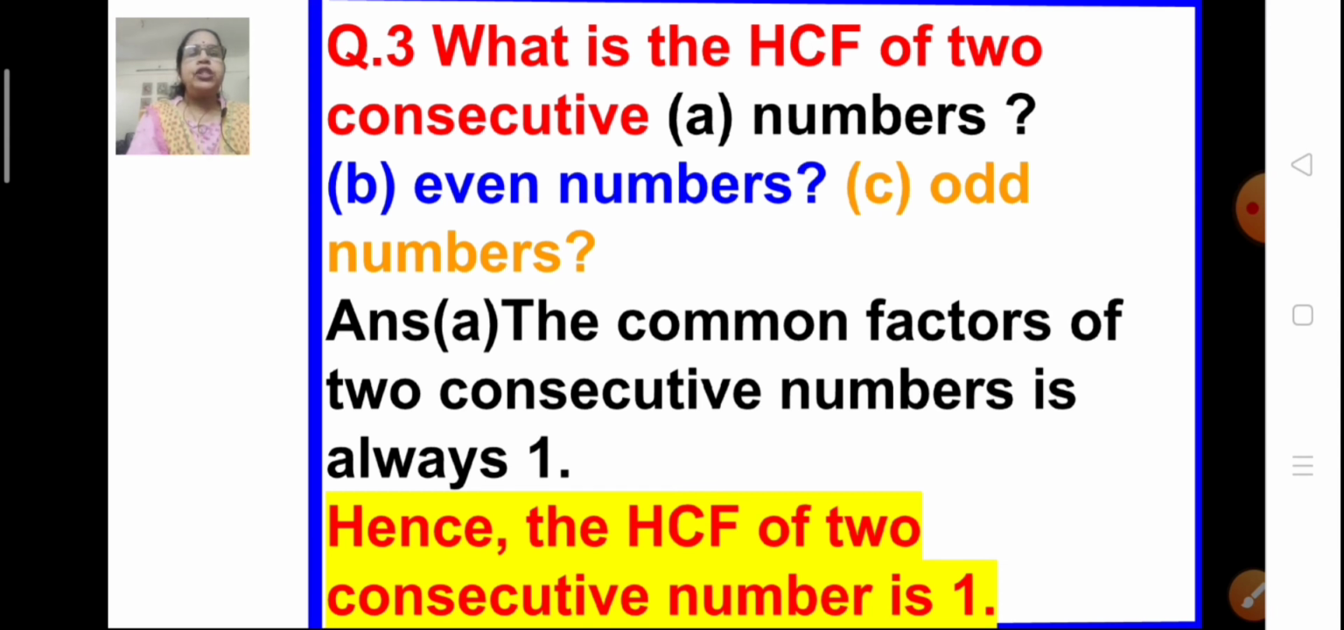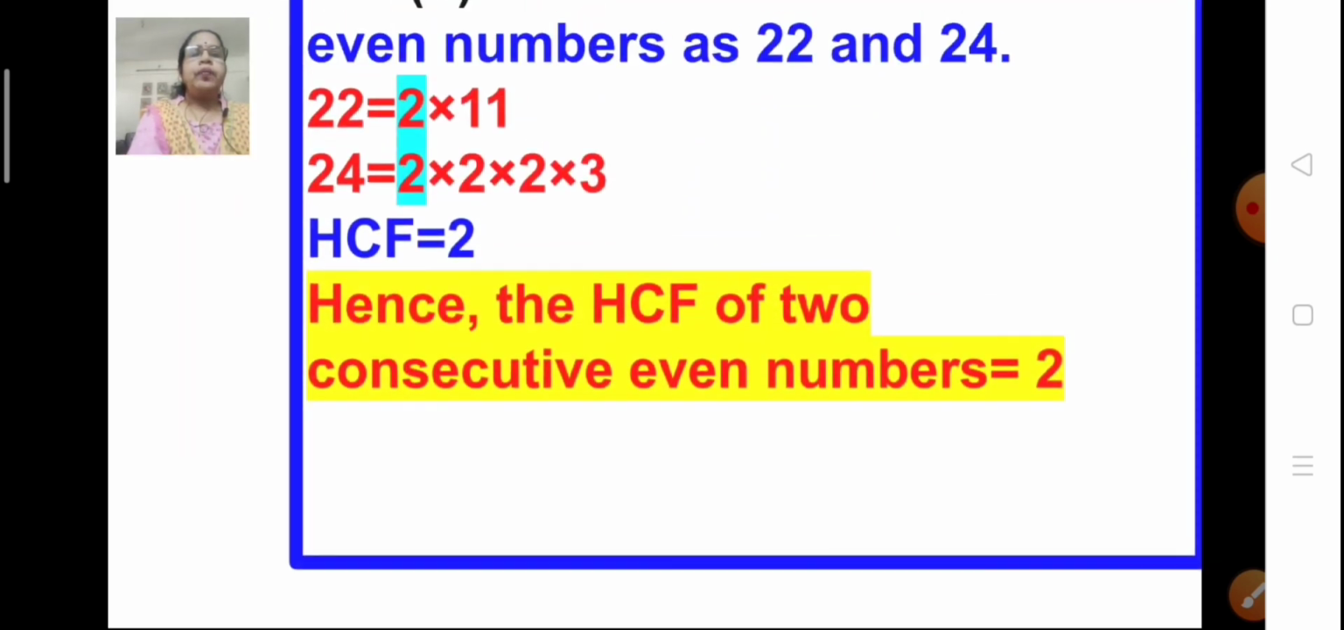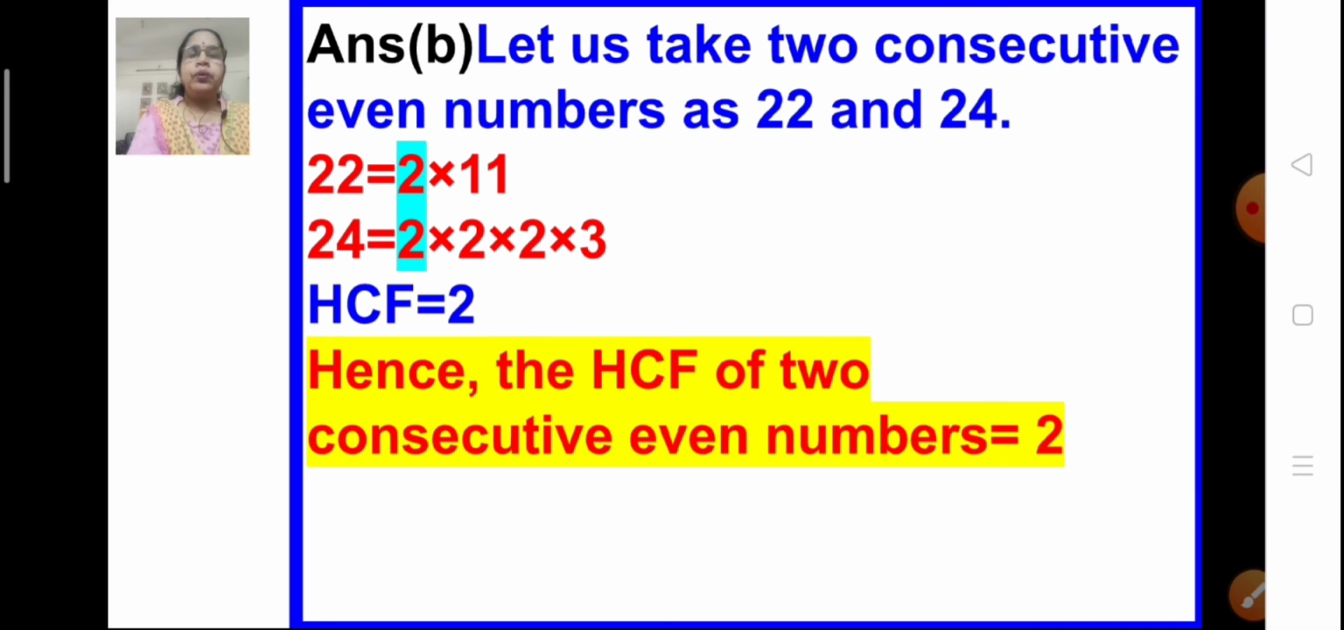So what is the HCF of 2 consecutive numbers? We know that 2 consecutive numbers will have only 1 as the common factor. Okay, so the HCF of 2 consecutive numbers will be 1. Okay, now let's see the next one. What is the HCF of 2 consecutive even numbers?